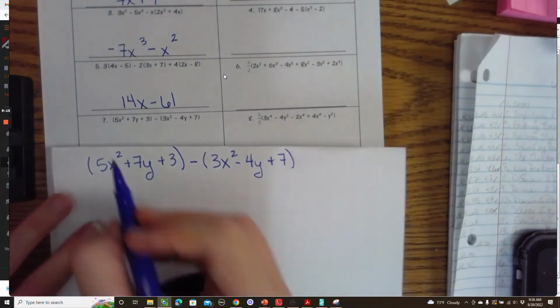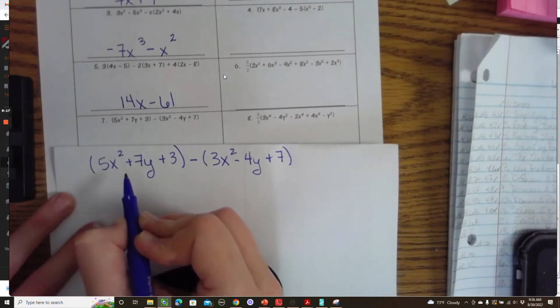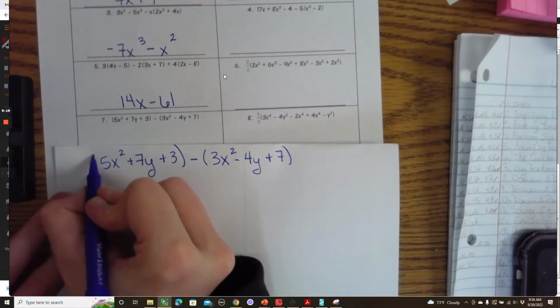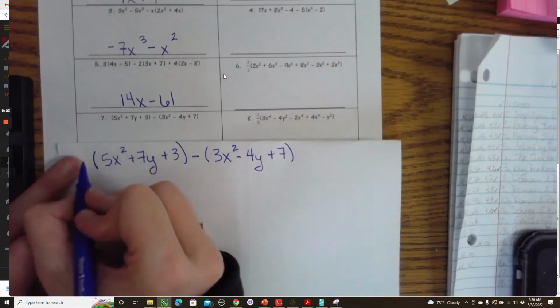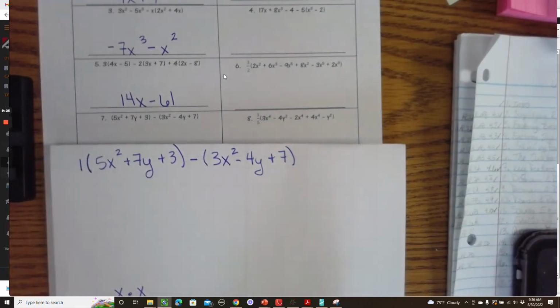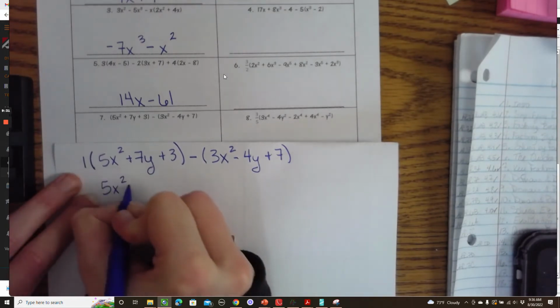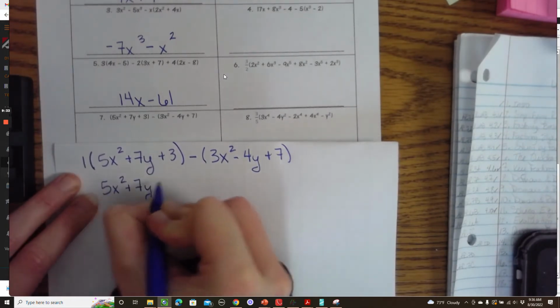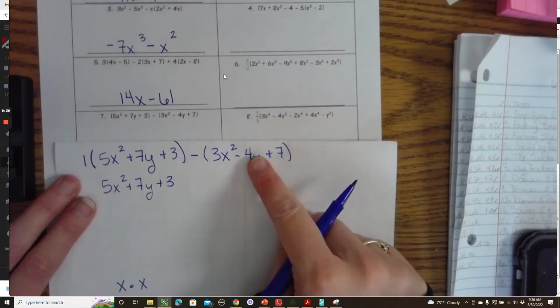Okay. Is there anything to distribute here? They put it in the parentheses just to make you think that you should do something. Technically, there's a 1 there. But what happens when you multiply by 1? It stays the same. So all of that is just going to stay the same. All right, on the next piece, though, do I have anything that I need to distribute?